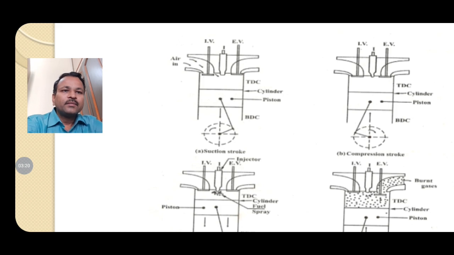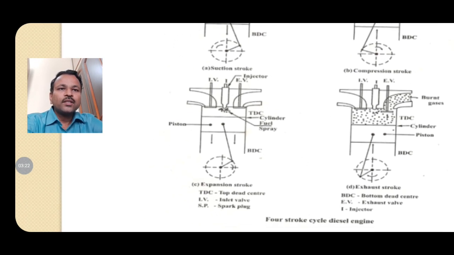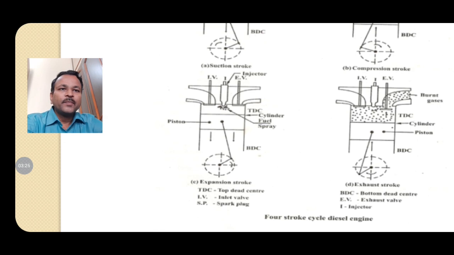Next, the third one is the expansion stroke. In the petrol engine, the spark plug produces the spark, but in this we don't have the spark plug, we have the fuel injector. You can see the fuel injector here. The fuel injector sprays the diesel in the form of fine spray. In the compression, the air is compressed, because of that air gains high temperature and high pressure. When the fuel, that is diesel, is sprayed in the form of fine particles, it catches fire, combustion takes place, and hot gases are produced.